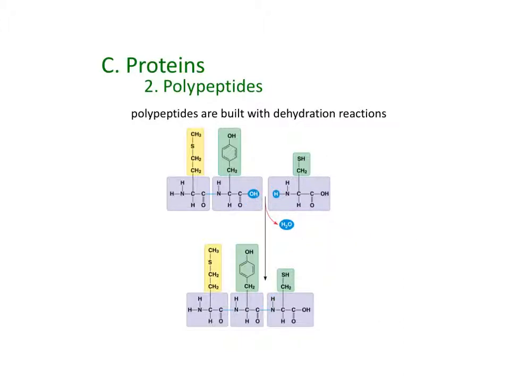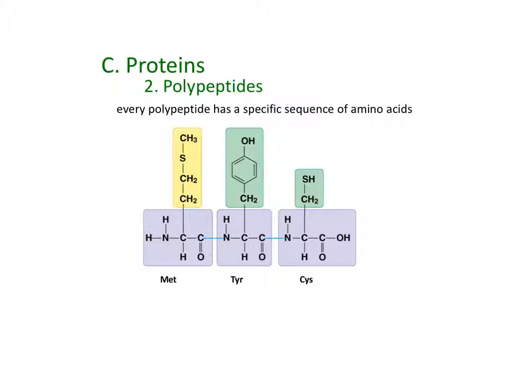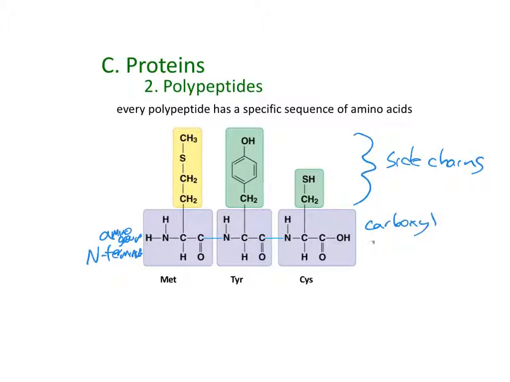So every polypeptide has a specific sequence of amino acids. So you can see here there's 3 different side chains with a directional amino group. So this is the N-terminus amino group and the carboxyl C-terminus, giving the protein an orientation. Here this is methionine, tyrosine, and cysteine, sort of chained together in a very short polypeptide.